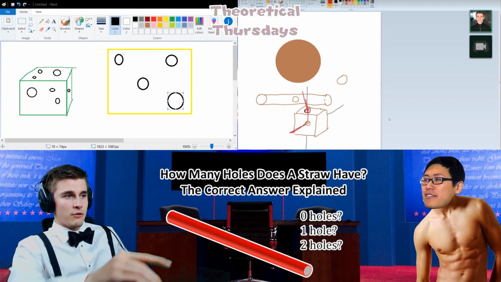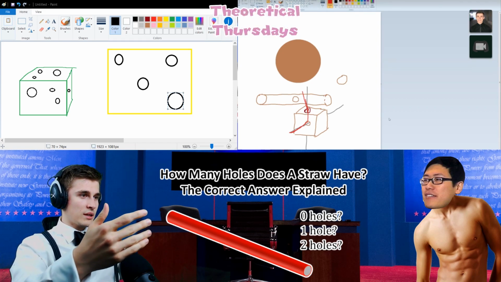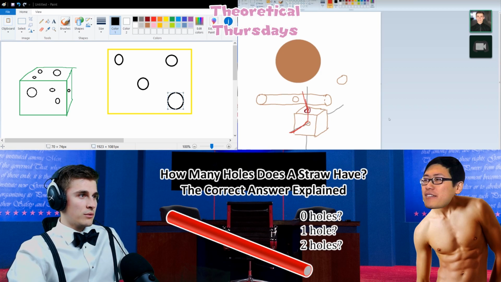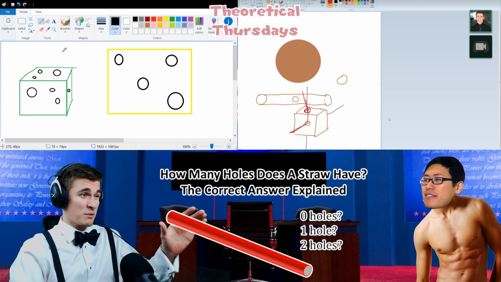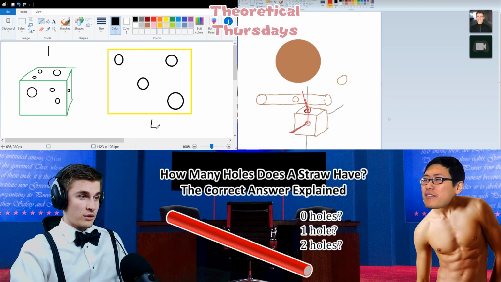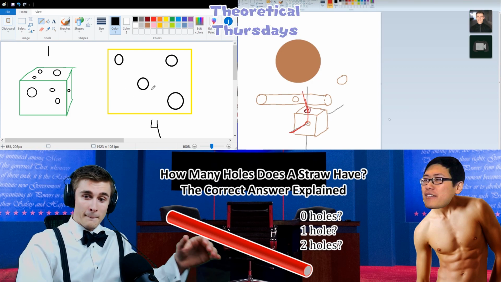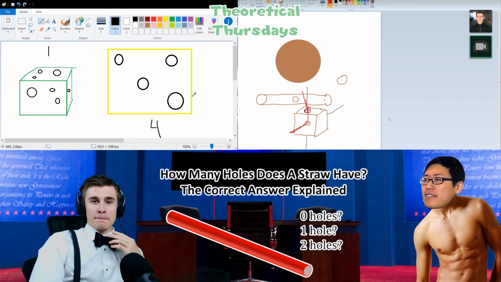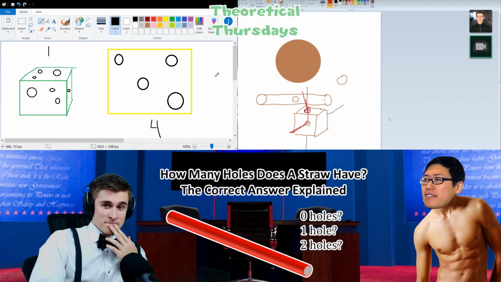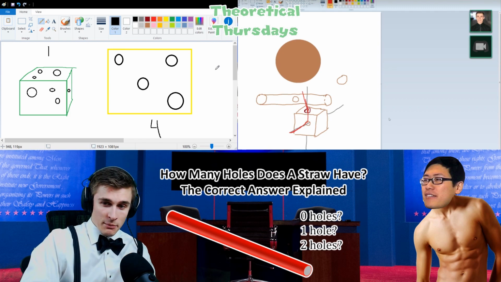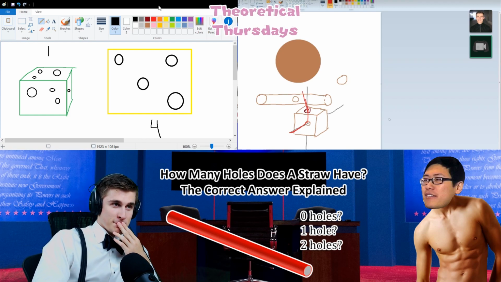That doesn't make sense. And then if we go to the mathematical argument, this is actually a little fucky, and this is where even I start to back away from my own argument. But I'm going to stick with it. This is one hole. This is 4 holes. This is a piece of Swiss cheese. And this is a hollow cube. I'm arguing this is 1 hole and this is 4. If you showed that to a mathematician, he would agree that the green one is 1 hole.